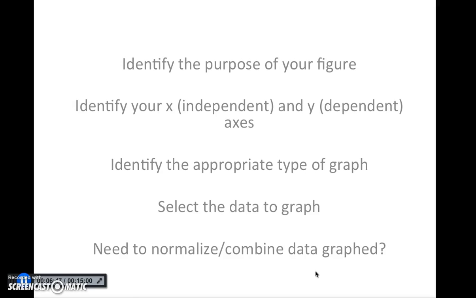All right, so that's what there is to making graphs. So remember the 5 steps. Identify the purpose of your figure, pick your X and Y axes, select the appropriate type of graph, scatter or bar chart, choose the data to graph, and consider whether you need to normalize that data, so changing to percent survival or etc., and whether you need to combine replicates for that data. And that's it.